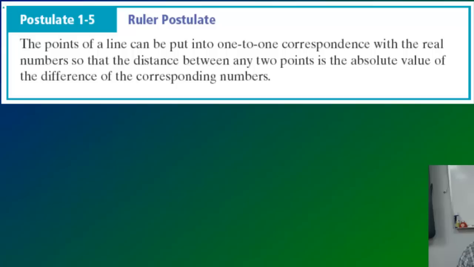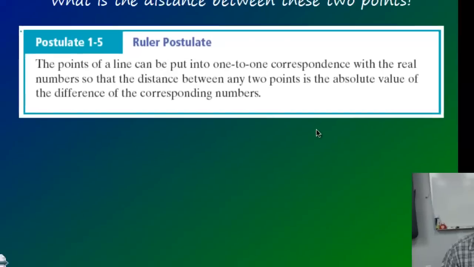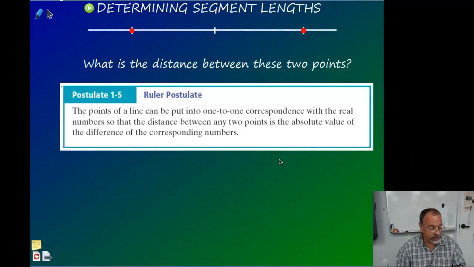First of all, it says the points of a line can be put into a one-to-one correspondence with the real numbers so that the distance between any 2 points is the absolute value of the difference of the corresponding numbers. What does all that mean? Basically, it breaks down to this. If I want to know the distance between those 2 points, the first thing I have to do is give a number to each one of those points. Without a number, it's impossible to figure out the difference. So the first phrase, the points of the line can be put into one-to-one correspondence with the real numbers, means that I need to give each one of the points on the line a number.